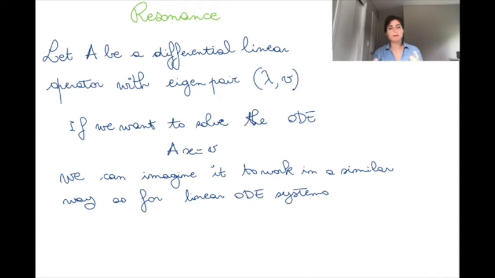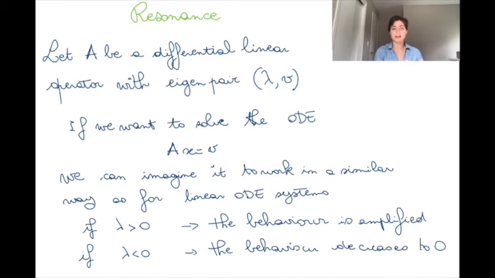So with a bit of a stretch, we can imagine that if we're looking at this ODE, or differential linear operator applied to x, and we're putting it equal to one of its eigenfunctions, it should work similarly to how it works for linear ODE systems. So we can expect that if lambda is positive, then whatever behavior we see in V is going to be amplified over time. And if lambda is negative, then whatever behavior is in V is going to be decreased over time, and it's going to tend to 0.